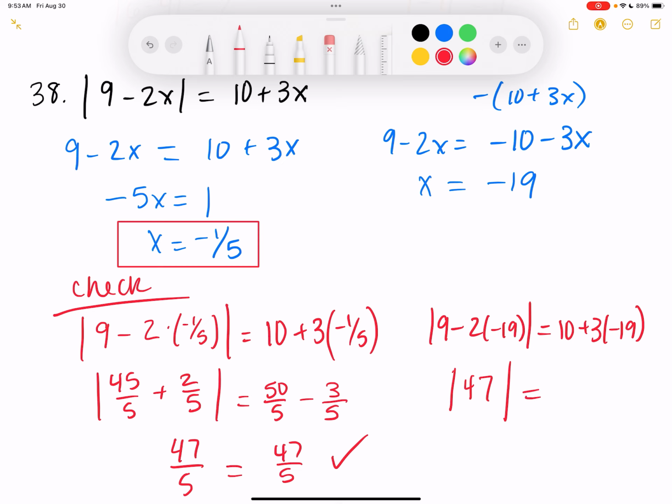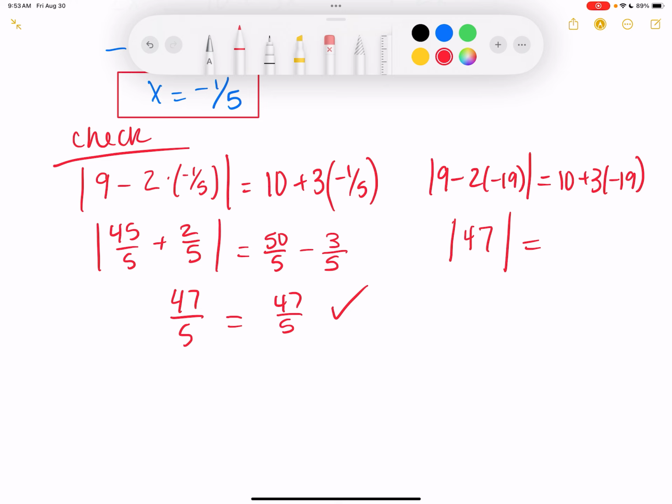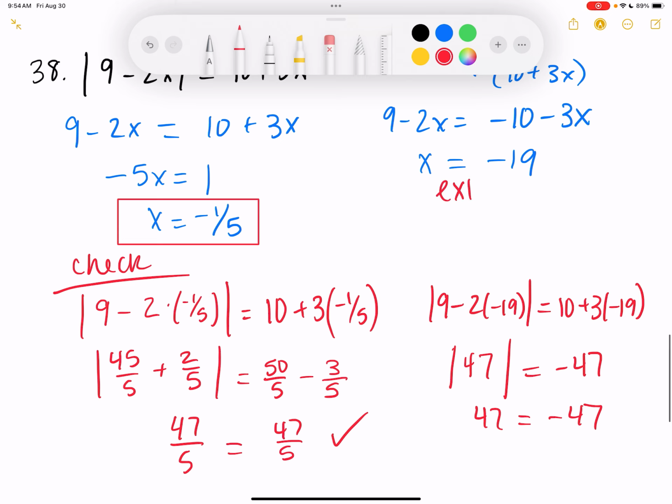Equals, what do I get on the other side? 10 plus 3 times negative 19 is 10 minus 57, which is negative 47. This is positive, so I have 47 equals negative 47. Is that true? No. So this is extraneous.